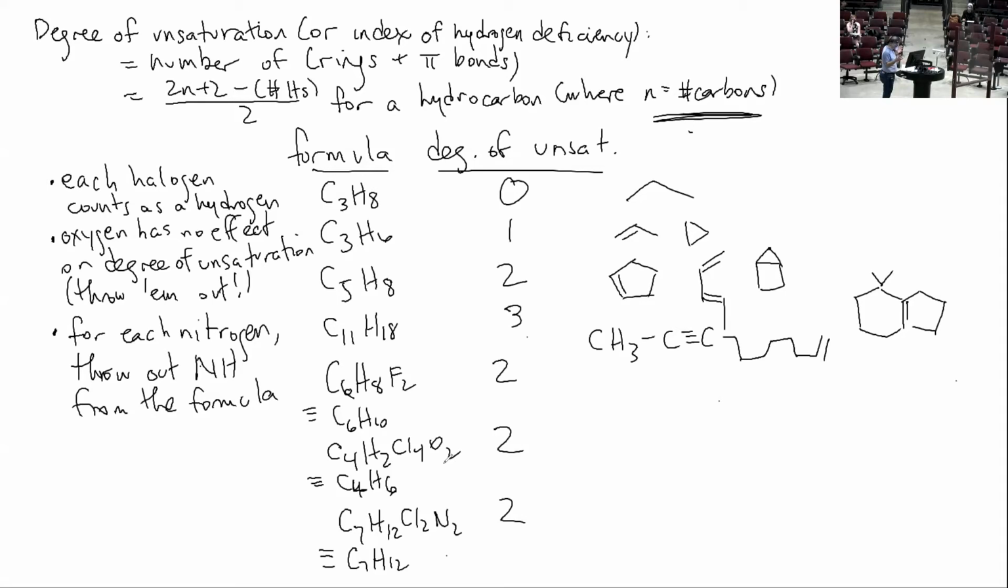But in any case, once you know the degree of unsaturation based on the formula, it significantly limits the possibilities of the number of structures you can draw, and just makes the whole thing, I think, much less complicated. So that, I think, is basically the point. I don't know that I have time for any more examples, but is everyone clear on degree of unsaturation? Any questions on any of that?